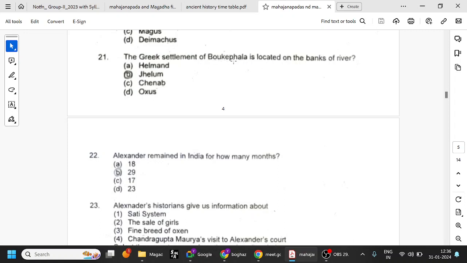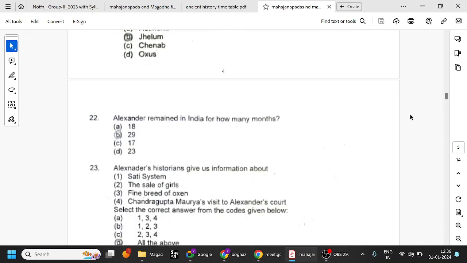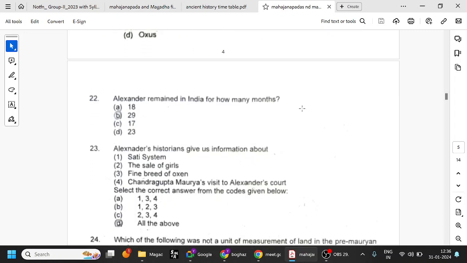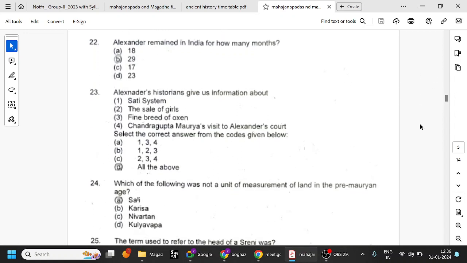The Greek settlement of Boukephala is located on the banks of the Jhelum River. Not very important, but fine. Alexander remained in India for how many months? Not very important, but just keep in mind 29 months. And he went back, and on the way he expired.